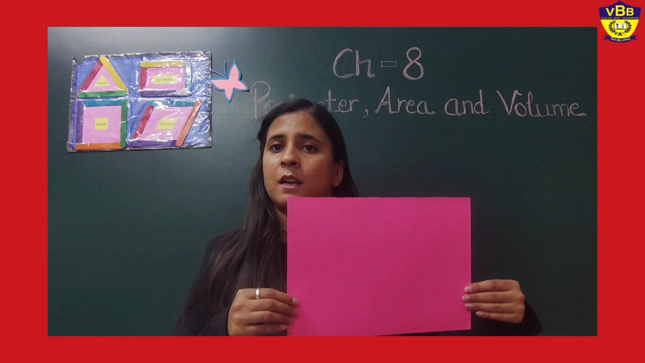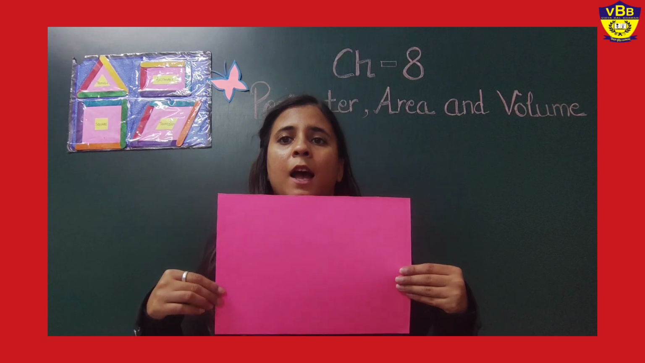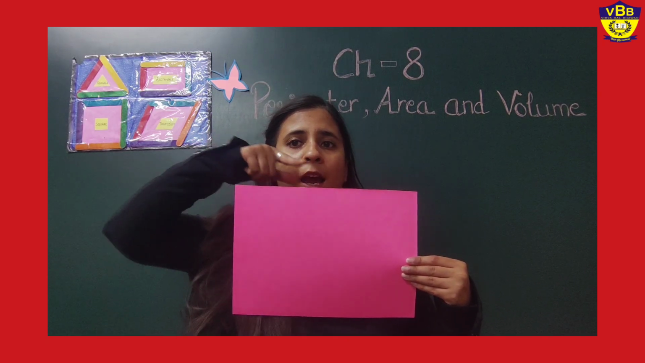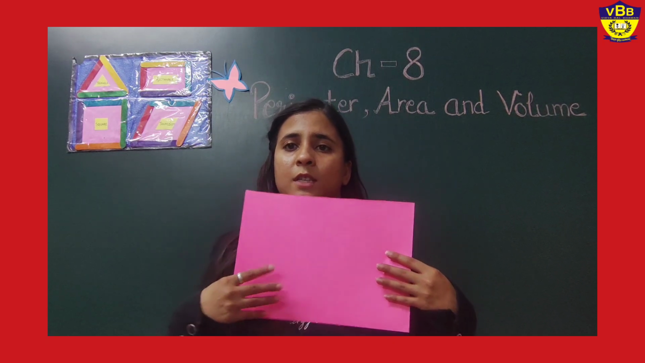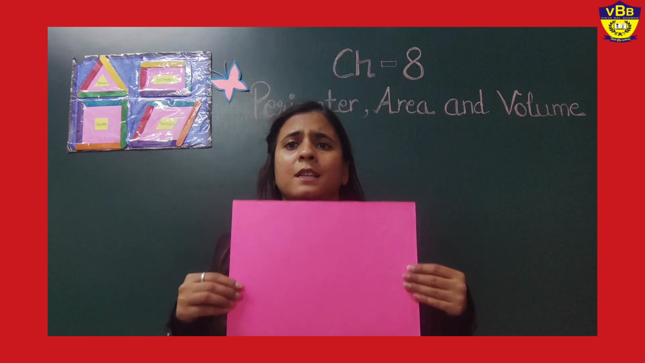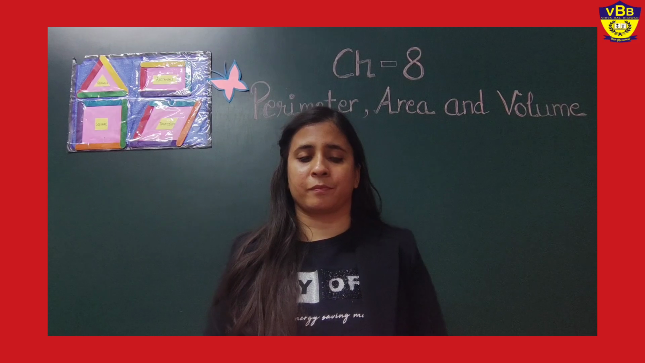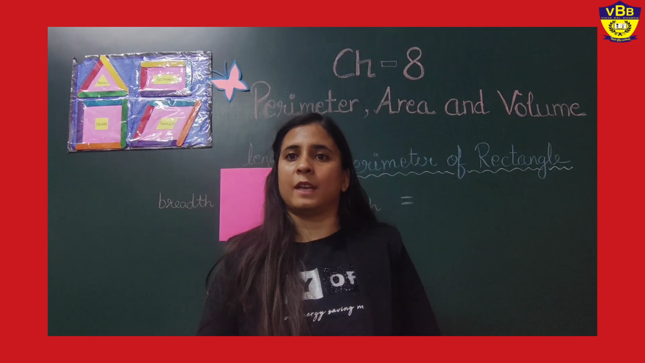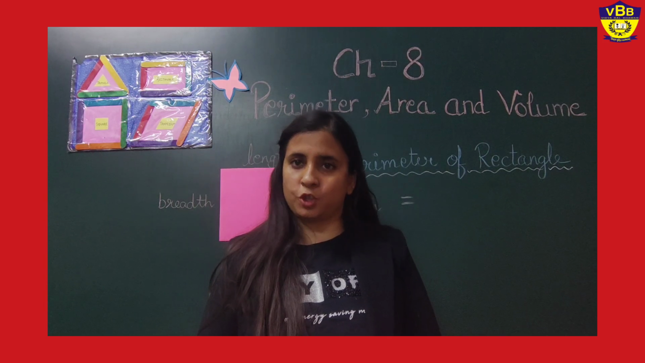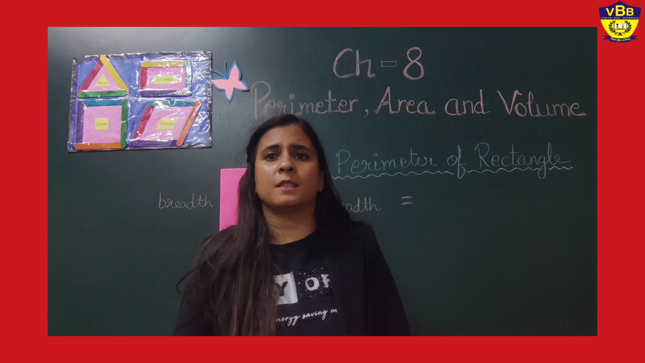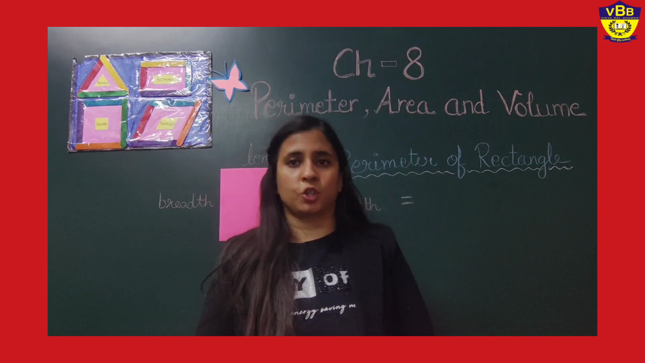Same with the rectangle. This is a rectangle, and to find the perimeter of this rectangle, I am going to do the same thing. I will add this, this, this and this, the length of all four sides, so that I can get its perimeter. I hope it is clear what you mean by perimeter. As you know, to find perimeter, we are going to add all the sides in the given shape. There are some formulas as well to find the perimeter of a particular shape.